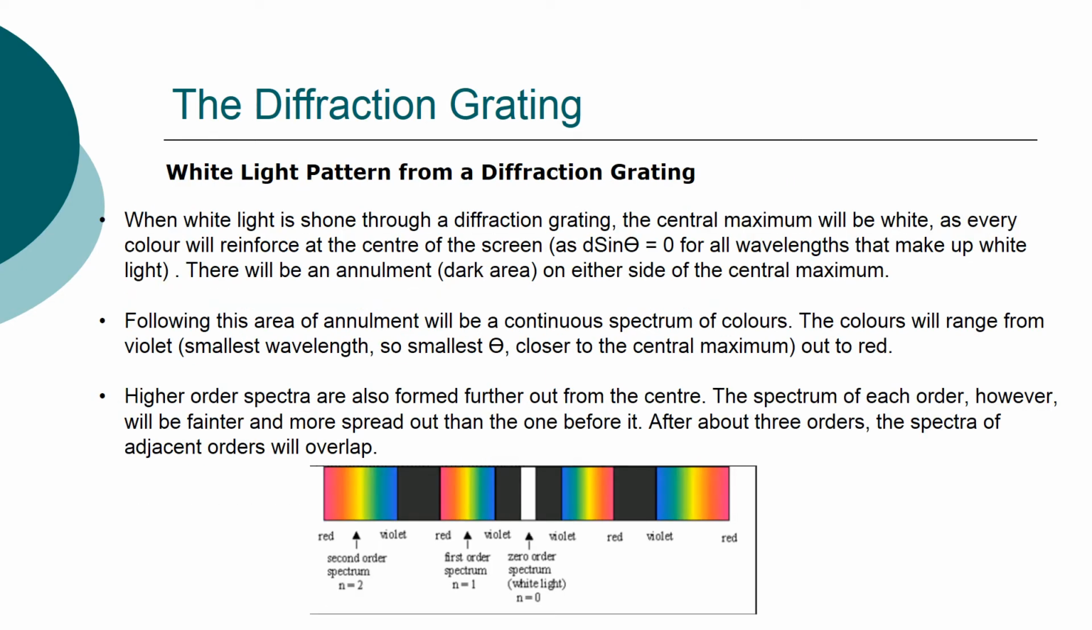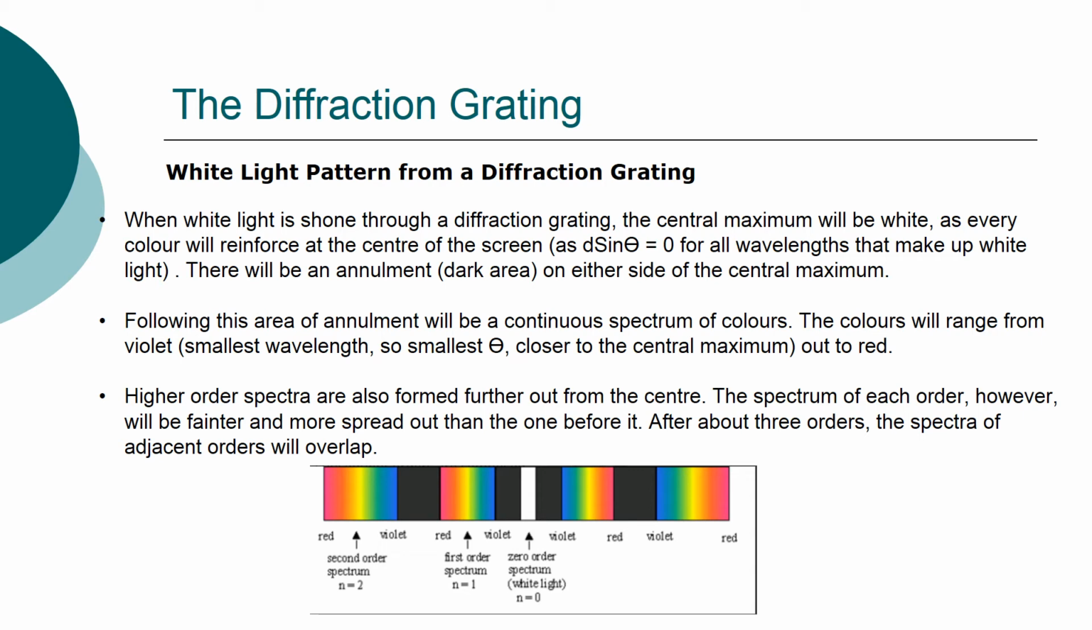Okay, so one of the other things we have to look at is the white light pattern from a diffraction grating, or what actually happens if we shine white light onto a diffraction grating. So when we do that, we'll see a central maxima, which will be white, as every colour will reinforce at the centre of the screen. So if we look at our formula, d sine theta, when we're looking at 0 degrees, sine is going to equal 0, so it's going to be 0, which means that there's going to be no path difference, and if there's no path difference, then they're all going to be reinforcing each other.